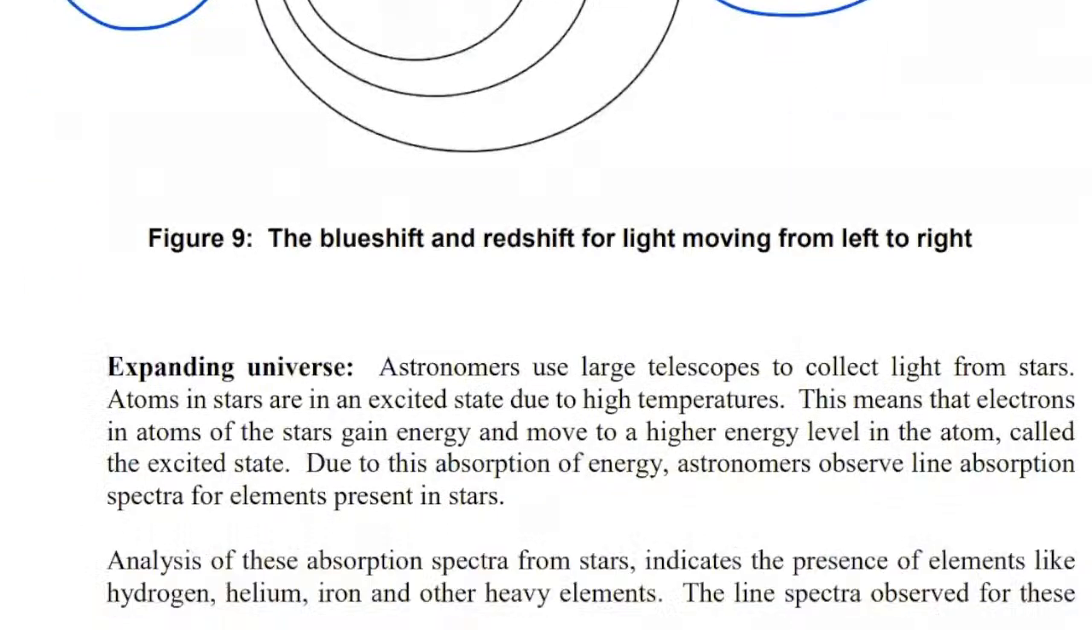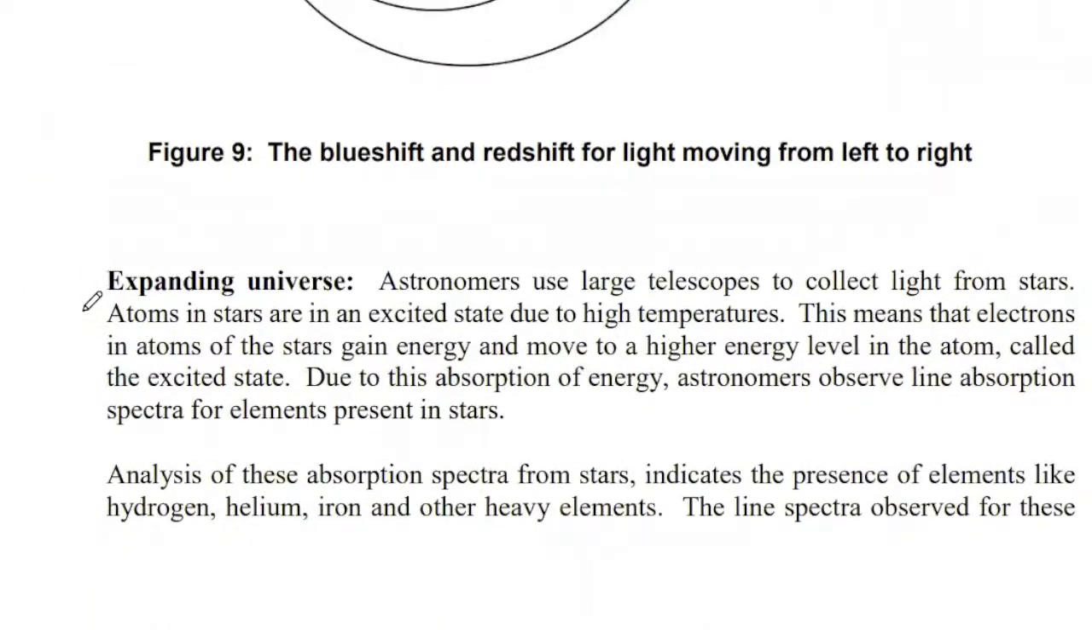Okay, and then from that, when you talk of the expanding universe, they are telling us that astronomers use large telescopes to collect light from stars. Atoms in the stars are in an excited state where they have a lot of energy because of the high temperatures. This means that electrons in these atoms gain energy and move to higher energy levels within the atom, that is called the excited state. So from one energy level, which is lower, to an upper energy level because of the increased temperatures.